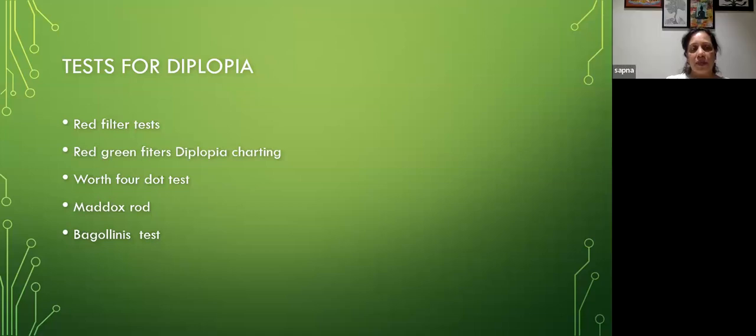So the red filter test, you take the red filter from the trial box and take the retinoscope, the vertical slit beam from the retinoscope, and put the red filter in front of any eye and ask the patient about the diplopia. It is a simple bedside test for diplopia.